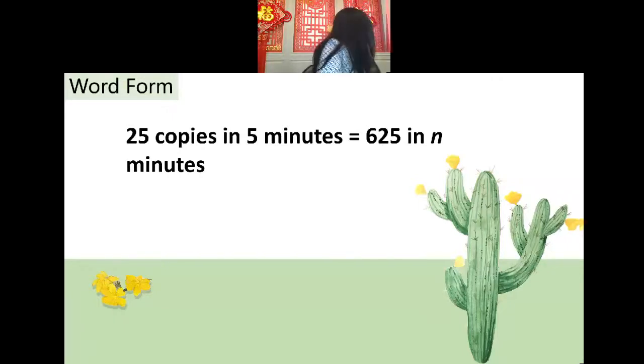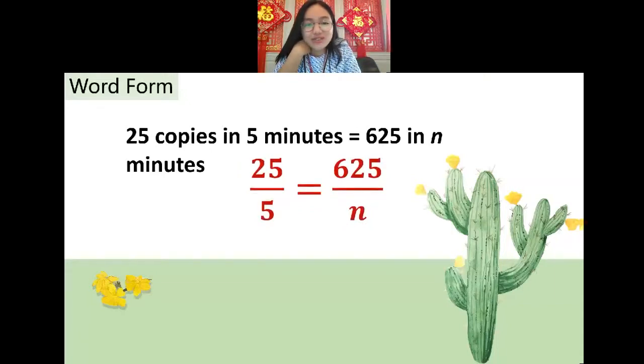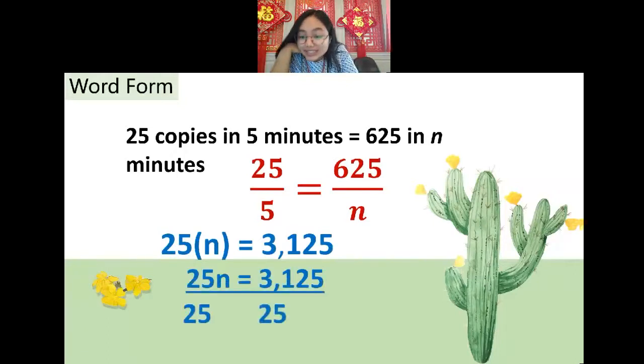How many minutes is that? 40 minutes? Okay, so I only have 1 minute. All right. Okay, so what do you think is the answer? So I'm going to show it to you. It's 25 over 5, or 25 is to 5 is equal to 625 over N, or 625 is to N. So what do you think is the answer?